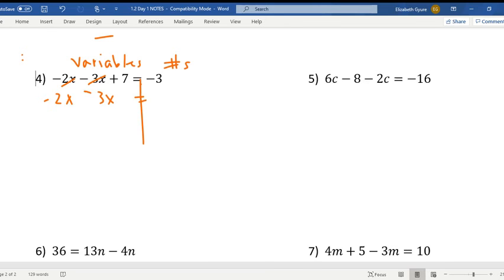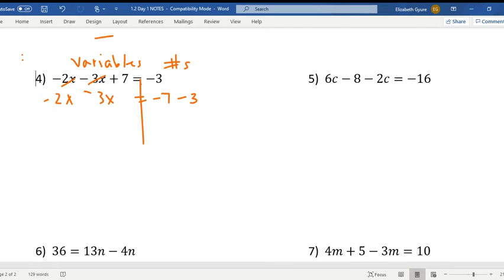Okay, so now the 7. Is the 7 good or does it need to move? It needs to move. Right now it's positive, so we're going to move it and make it a -7. And then the -3, is that good where it is or does it need to move? It's good, it's already on that side, so just leave it as a -3.